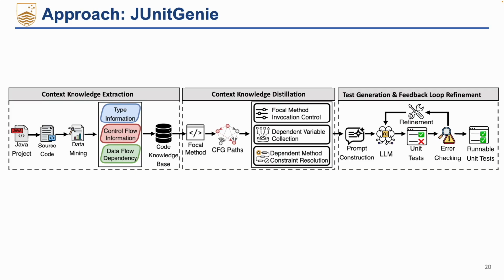Since the generated test may have compilation or runtime errors, JUnitGenie applies a feedback loop. It captures the error messages, refines the test, and repeats until we get a fully executable test.